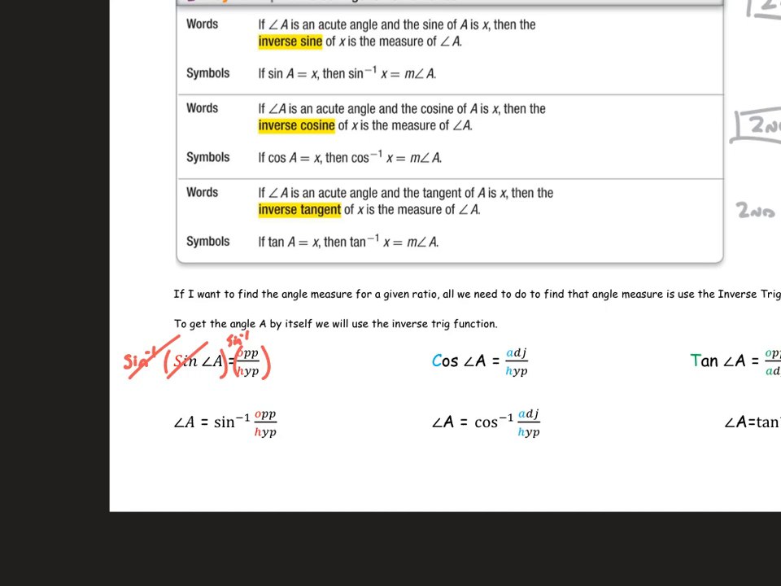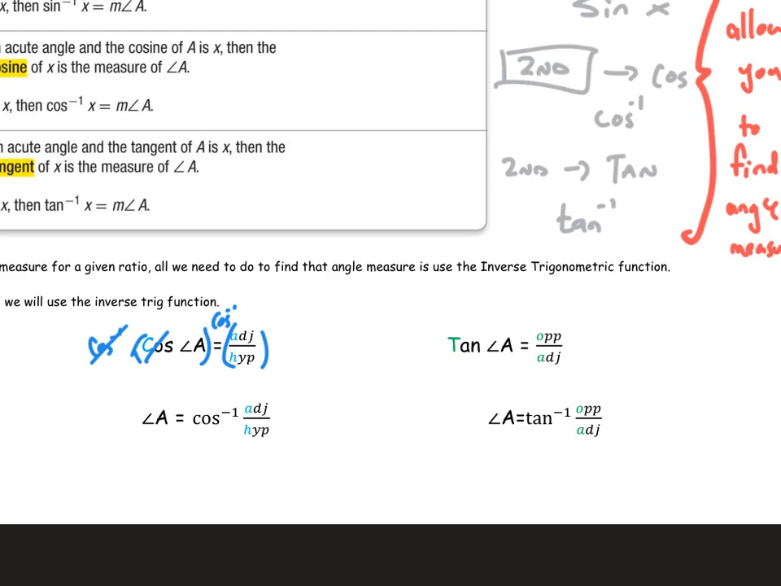Here, I'll do this for the cosine. I'll take the inverse cosine of both sides. And when I do, again, these two undo each other, and that's why angle A is the inverse cosine. And finally, for tangent, take the inverse tangent of both sides. And we get that angle A is left on the left-hand side, so angle A is the inverse tangent of the opposite side over the adjacent.